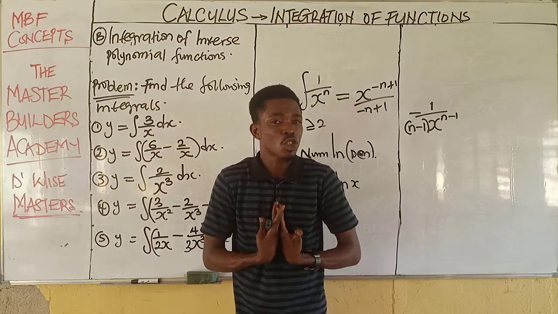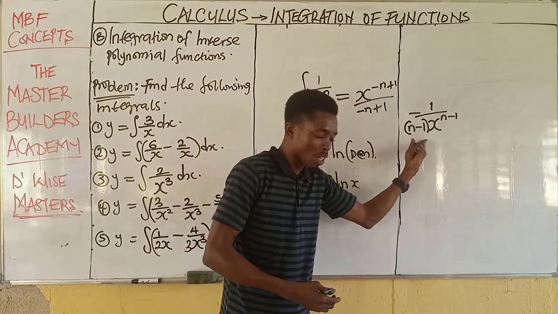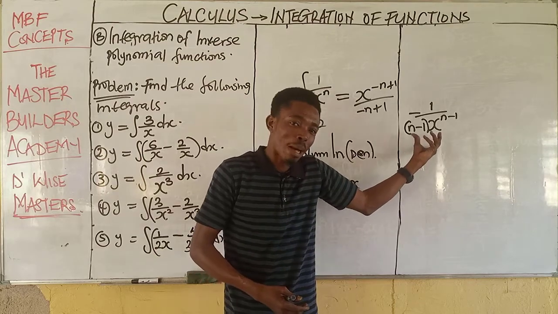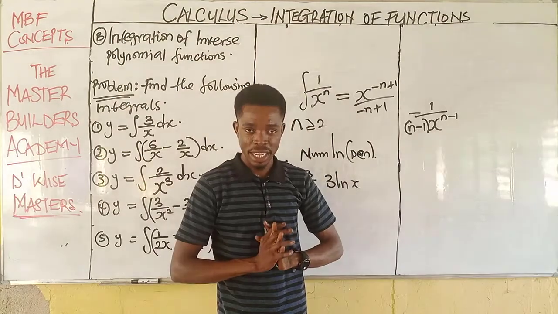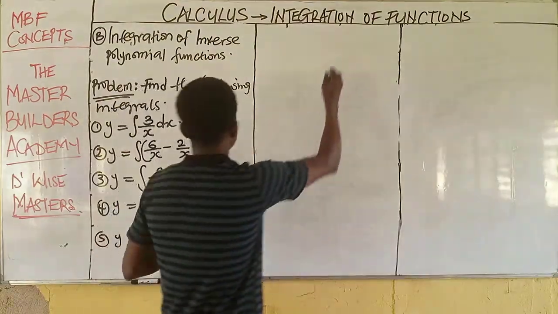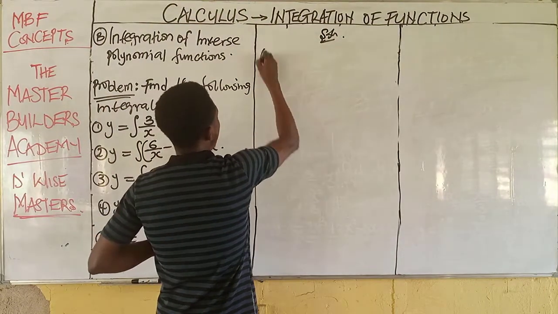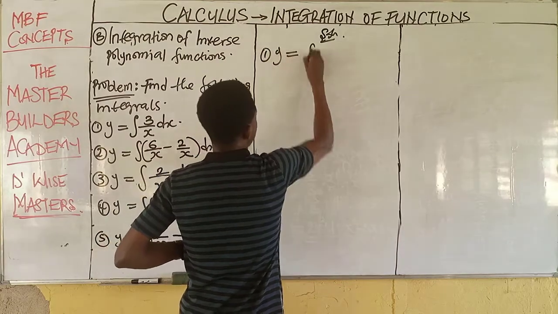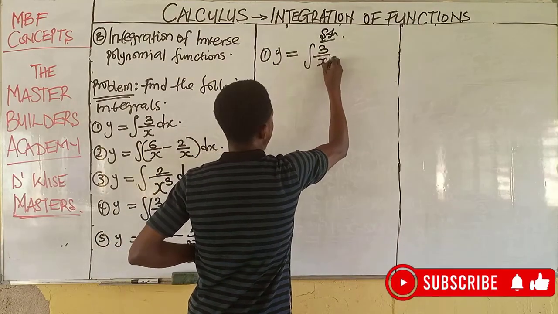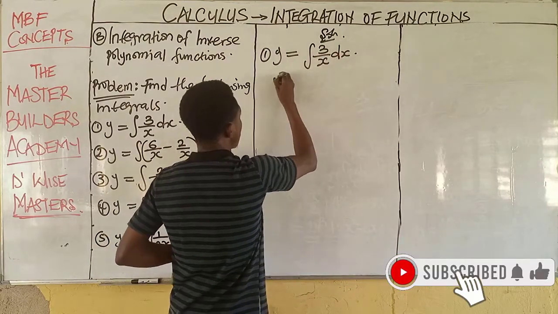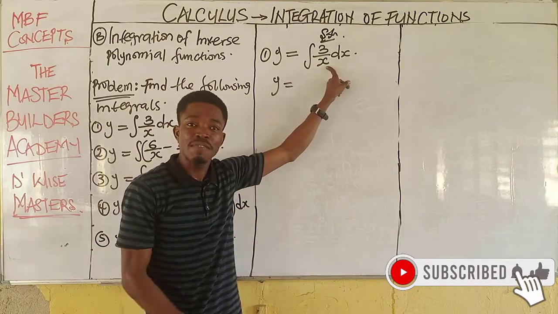But let me solve it out so that you can get full understanding of how to apply this model. Now let's get to it. All right, now we have the solutions. Number 1, y is equal to the integral of 3 over x dx. So the first thing you do is identify the power of x.